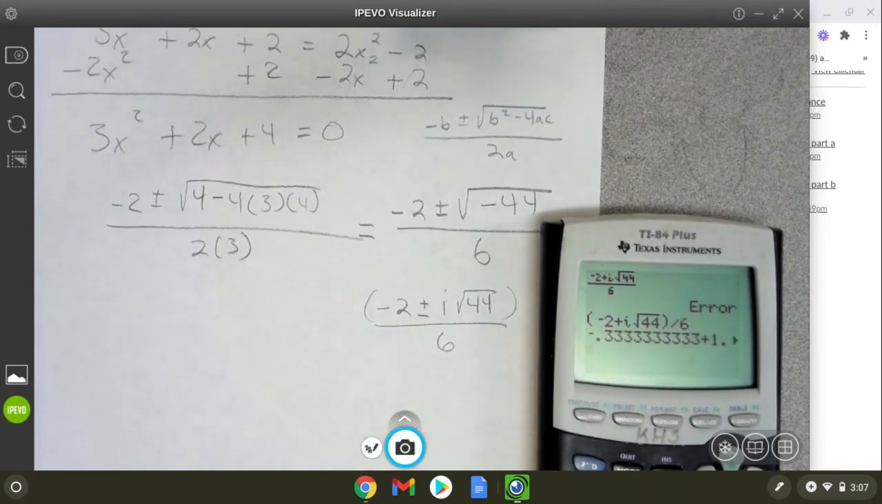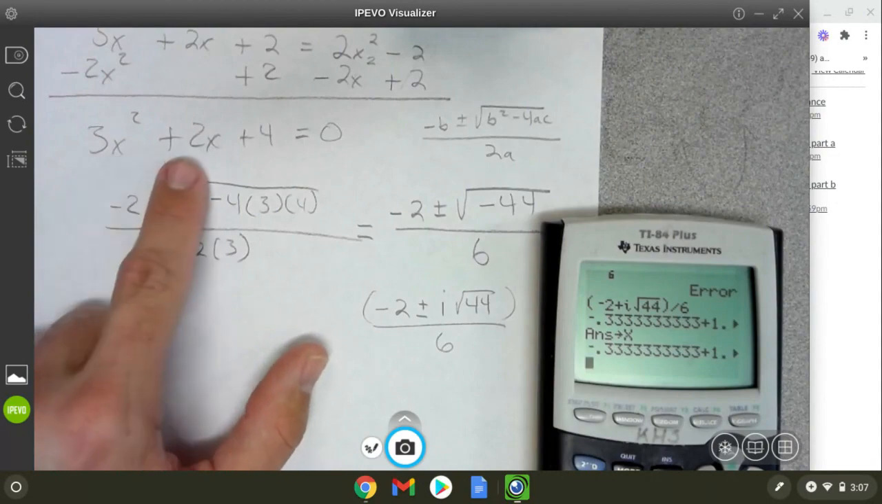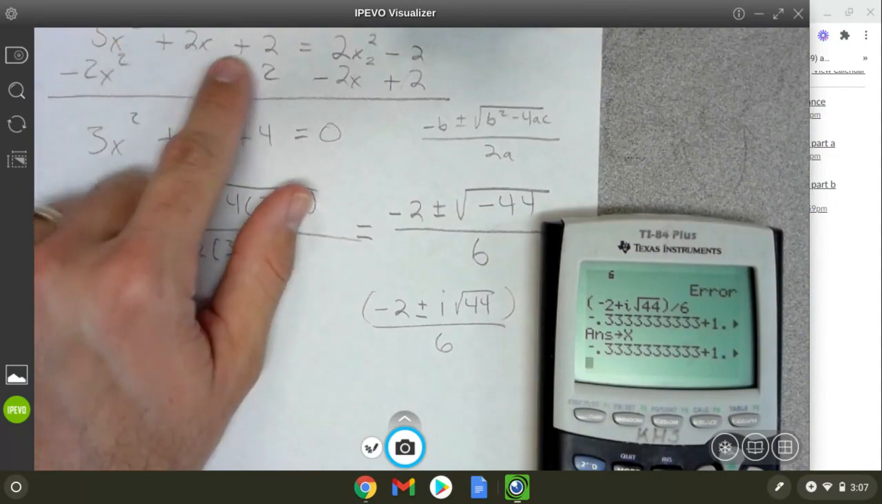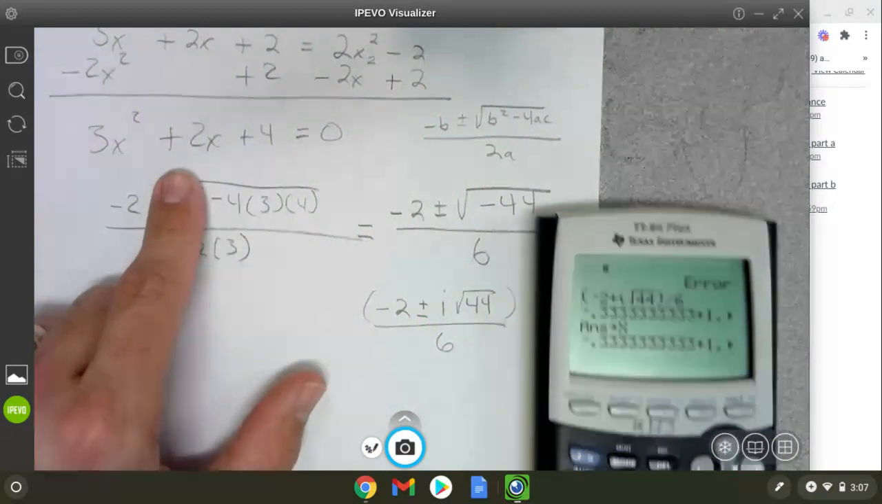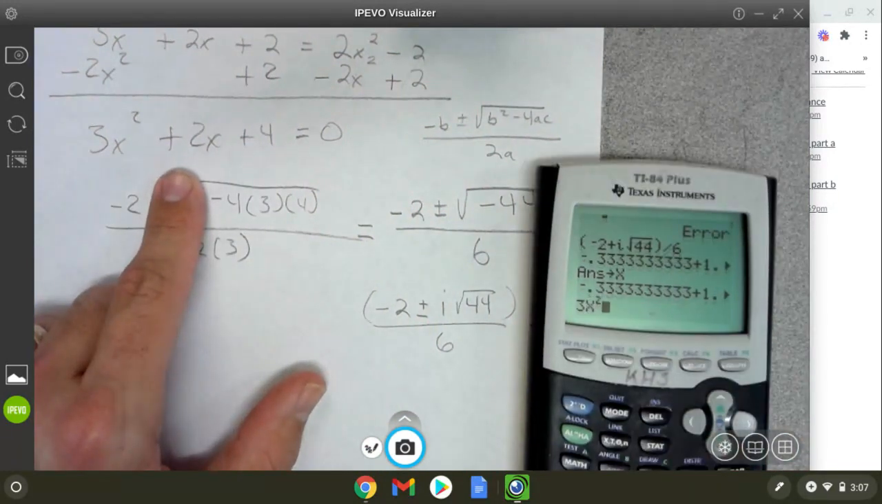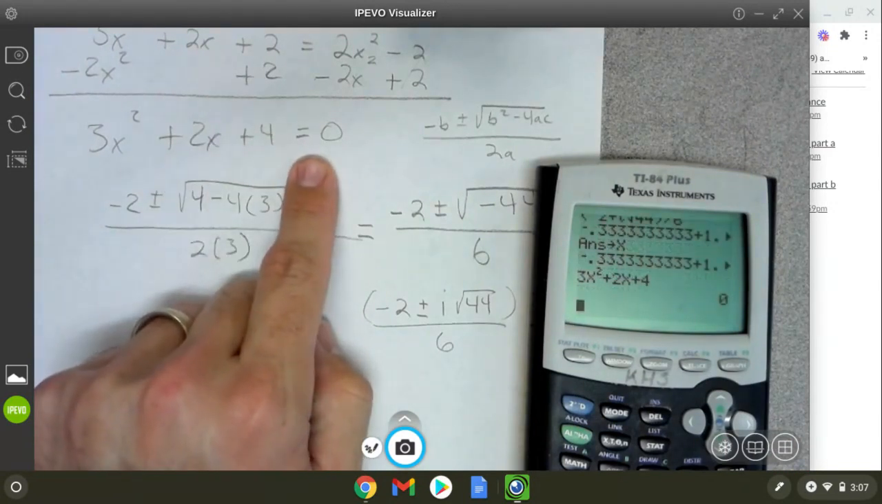All right, and this is our decimal answer. But what I'm going to do is store this to x. Now I can actually plug this into the original equation. I could do it in the left side and see if it equals the right side. I'm just going to do it with this second equation we have. 3x squared plus 2x plus 4, and it does equal 0, and that's what we wanted.